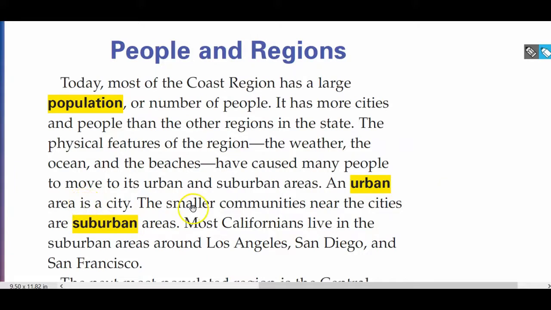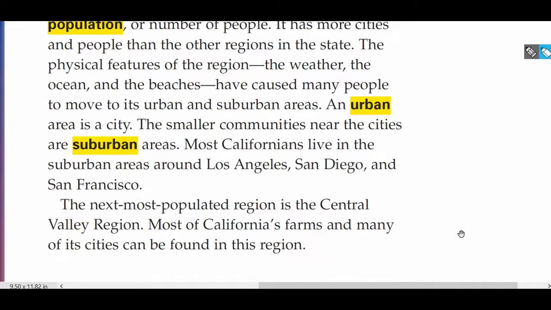An urban area is a city. The smaller communities near the cities are suburban areas. Most Californians live in the suburban areas around Los Angeles, San Diego, and San Francisco. The next most populated region is the Central Valley region. That's where we live. Most of California's farmers and many of its cities can be found in this region.